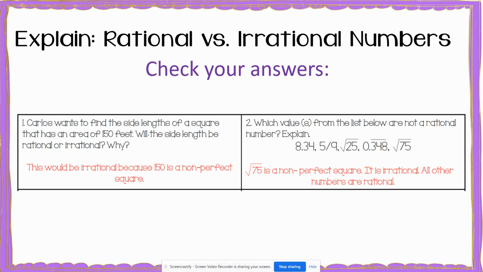Well, if we have a square and we know that the square has an area of 150 feet, we know that to find the area, we would do length times width. But with a square, those numbers are the same. So you're really doing whatever the length is times whatever the length is again, because the length and the width are the same, and you're getting 150. Well, 150 is not a perfect square. We don't know a whole number that can multiply by itself to give us 150. So because of that, this number is going to be irrational.